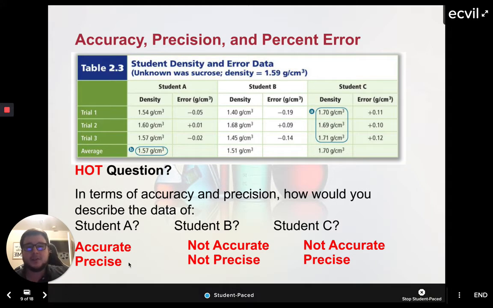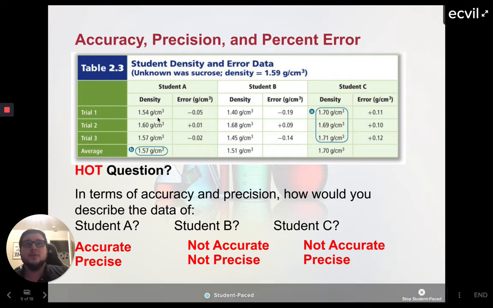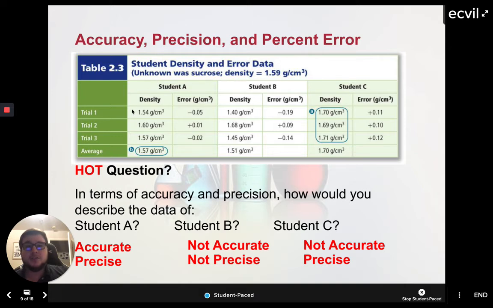Alright, so if you said that student A was both accurate and precise, then awesome job. You can see their average measurement was 1.57. The accepted value is 1.59, so that's very, very close. I would say that that's pretty accurate. It doesn't have to be dead on to be accurate. As long as it's within a reasonable amount, you can consider it accurate. And as far as their precision, all the measurements are fairly close together. There's not a huge difference between 1.54, the smallest measurement, and 1.6, the biggest measurement. So you can say that these are precise.